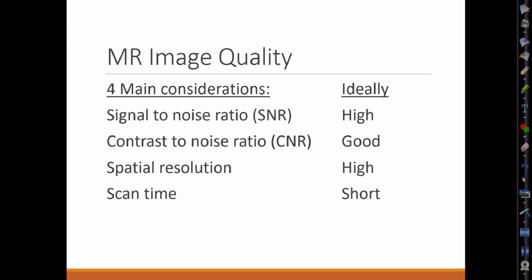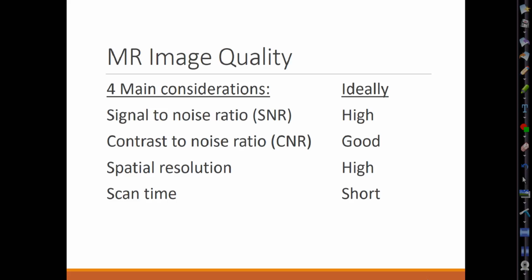Contrast to noise ratio, and we can't really say high or low because it's nothing you can measure. It's just something your eye observes. So you would just want good contrast to noise ratio. You can't have high, low contrast to noise ratio. And spatial resolution, you would want high spatial resolution. So would you want a smaller or a larger pixel or voxel? Smaller voxel. Good. So high means smaller voxel.